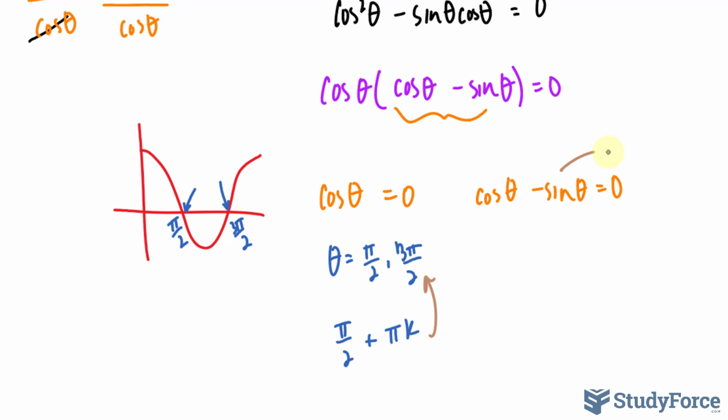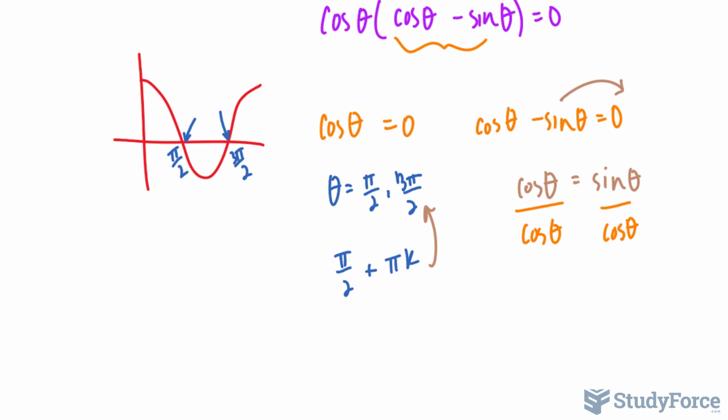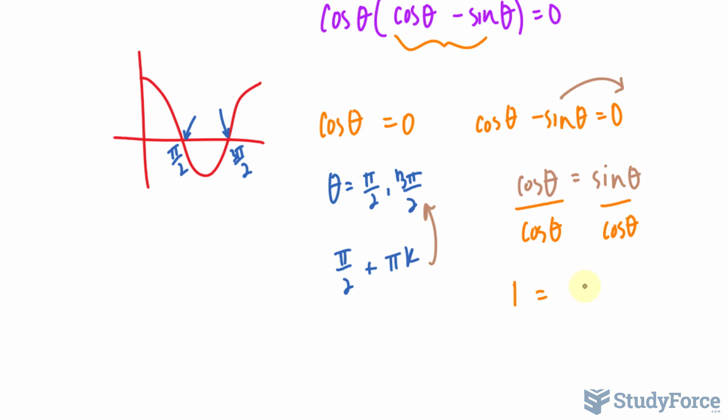Now for the right side, I'll take this term over. I have cosine theta is equal to sine theta. And dividing both sides by cosine gives us tangent. That's the identity for tangent. So we're trying to find out when does tangent give us a ratio of 1 over 1, essentially. Tangent theta is equal to 1 whenever this angle is pi over 4.